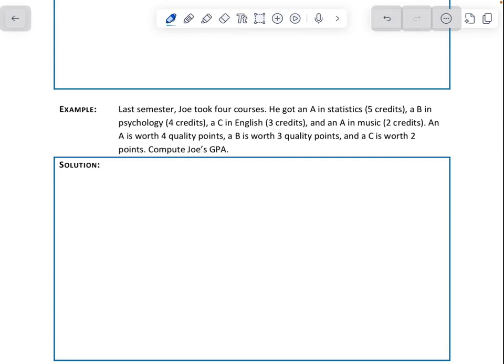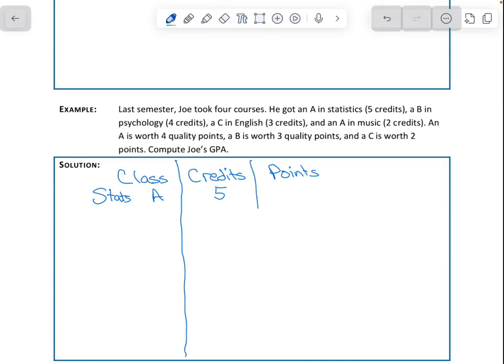Okay, so we're going to look at the class, the number of credits, and the points for the grade. In stats, he got an A. Now, the stats class is a 5 credit hour class. That means they meet 5 hours a week. And if he got an A in the class, an A is worth 4 points on his GPA.